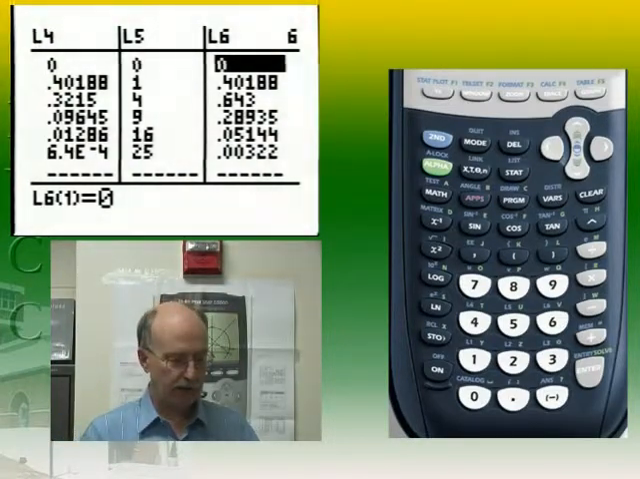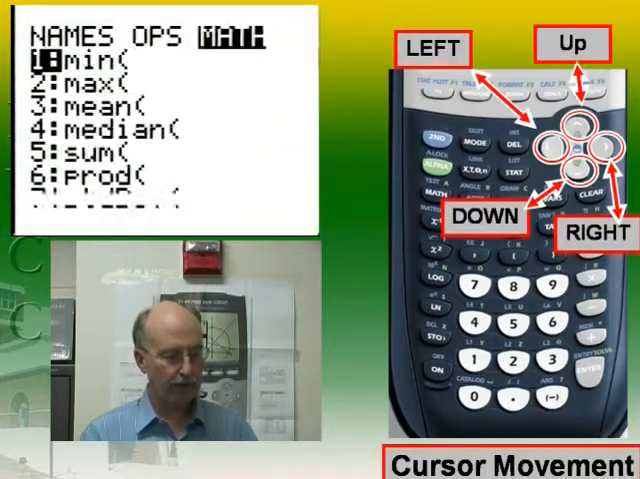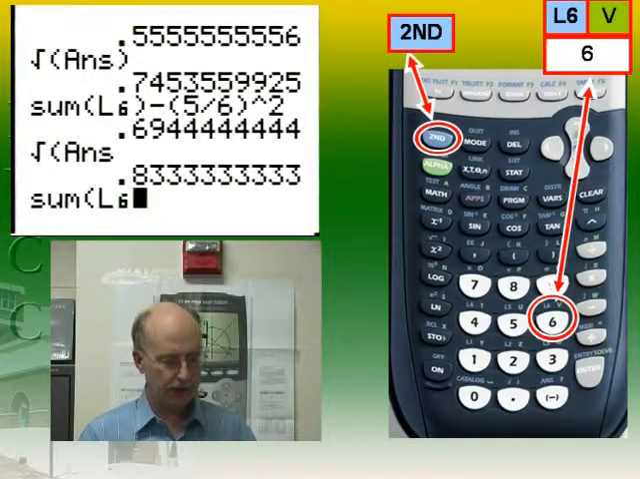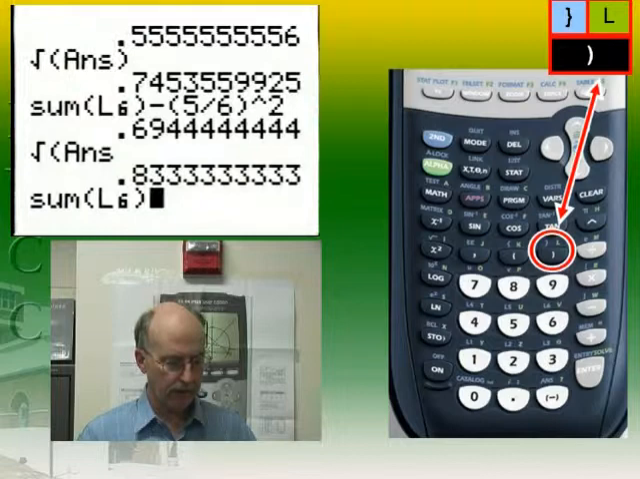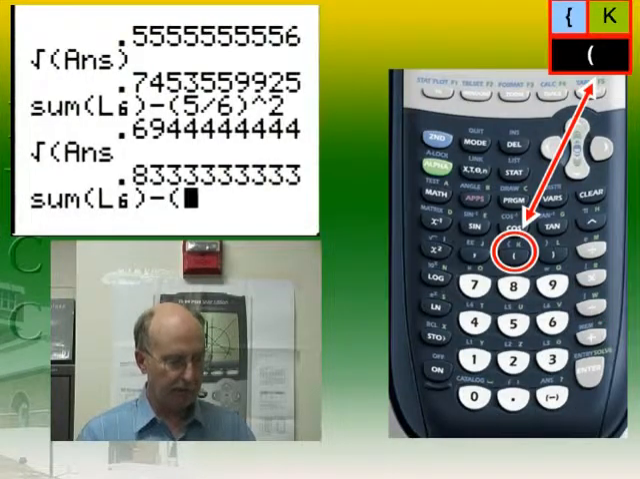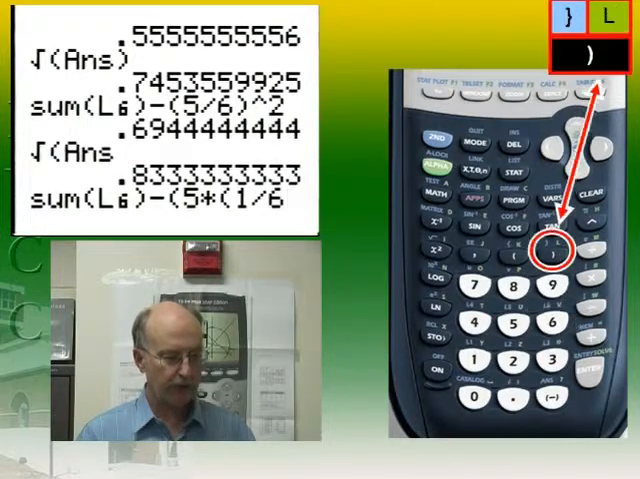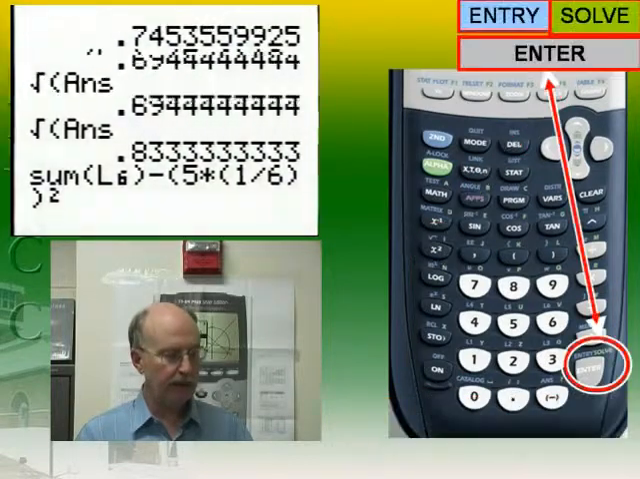So I'm going to go to the home screen and hit second quit. I'm going to hit second list and scroll over to math, down to the fifth function, which is sum. I'm going to sum L6, second L6, closing parentheses, and from that sum I want to subtract the mean squared. So I'm going to subtract, and my mean was, remember we calculated mean by 5 trials, so I'm going to hit parentheses, 5 trials times parentheses our probability of success, which is 1 divided by 6, closing parentheses, and that quantity needs to be squared.